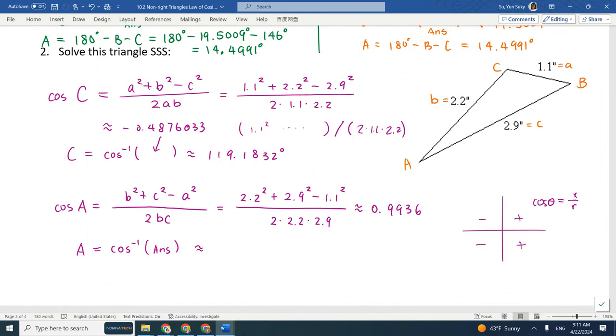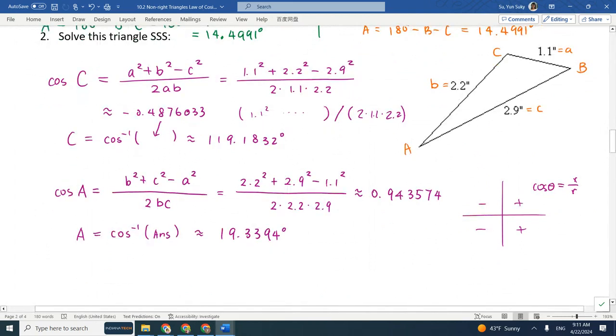0.9994357. Okay, thank you. And then take the cosine inverse on that. 19.339. Thank you. Okay, so this is the angle A.